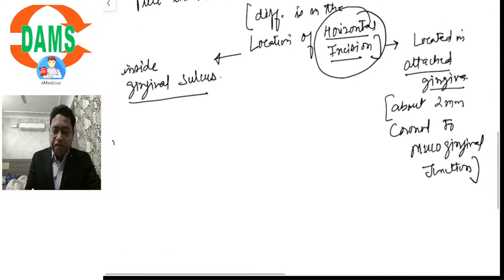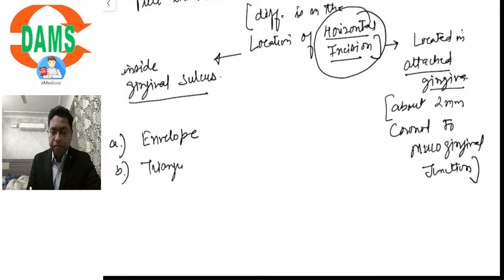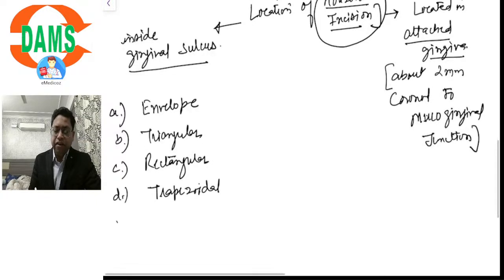The different types of flaps that can be used with the full thickness design are the envelope flap, triangular flap, rectangular flap, trapezoidal flap, and papilla base flap.